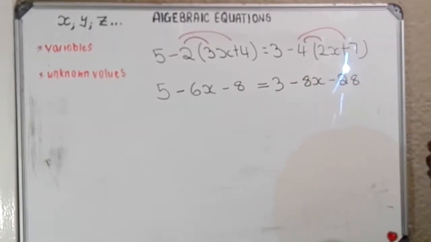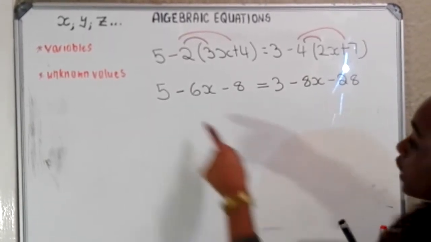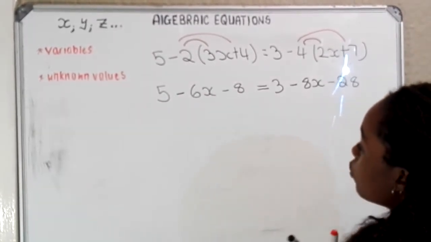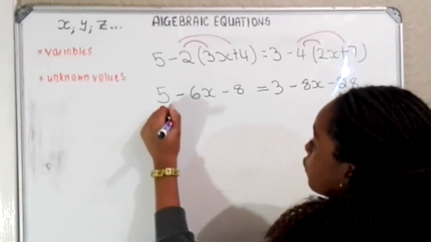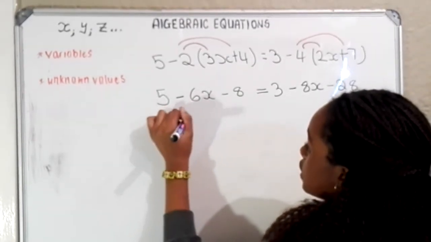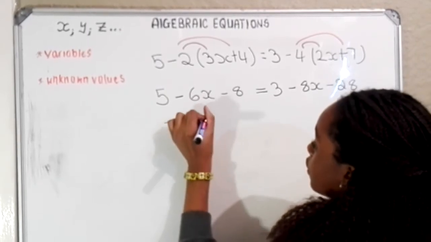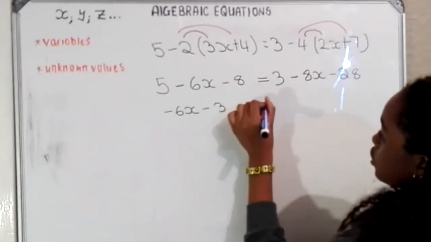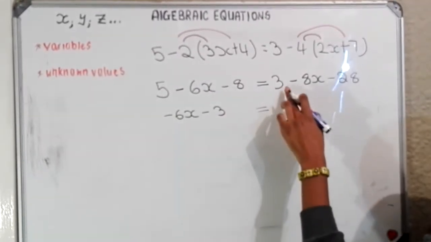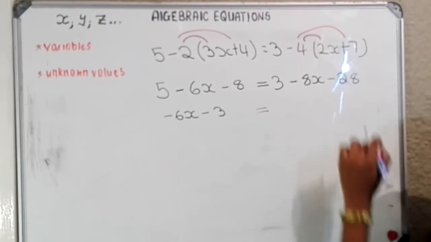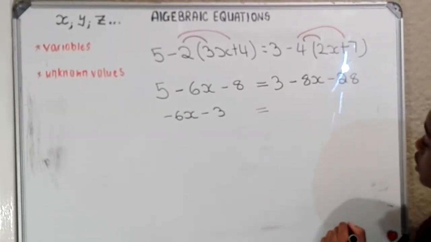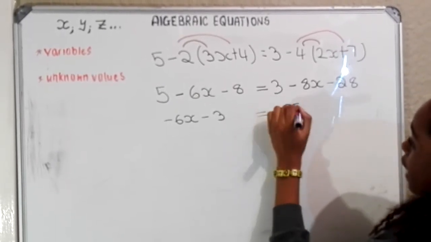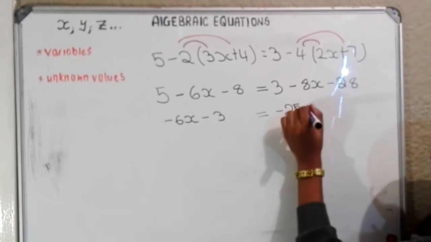All right? So here we have something that we're familiar with. So now we can take 5 and minus it by 8. So we'll have negative 6x over here, and we'll have negative 3, okay? 5 minus 8 gives you negative 3, which is equal to this. So we'll have 3 minus 28, which will give you an answer of negative 25, okay? And you bring down your minus 8x, okay?